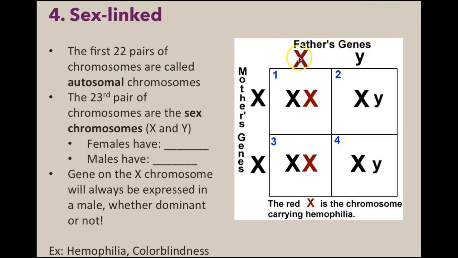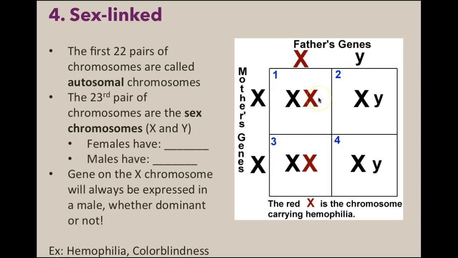So father is obviously XY because he's a male, but the X is red. So does this father have hemophilia or is he normal? Well, it tells you the red X is the chromosome carrying hemophilia, so this father has hemophilia. This mother, however, is healthy, 2 black X's. So let's look at the offspring. If these 2 parents mated, what are the possibilities of offspring they could have?